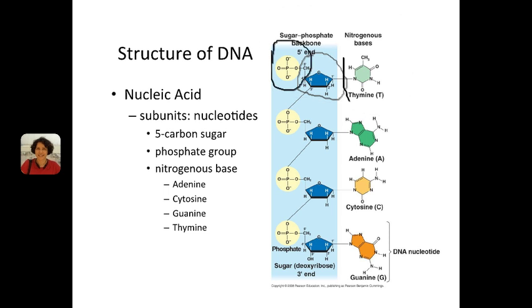and a nitrogenous base. The phosphate group and the sugar in all DNA nucleotides are the same, but the nitrogenous bases, there are 4 different ones, and the names of these bases are thymine, adenine, cytosine, and guanine.